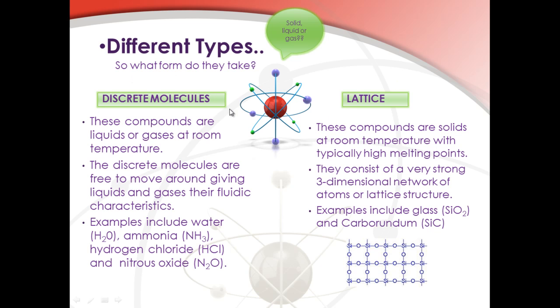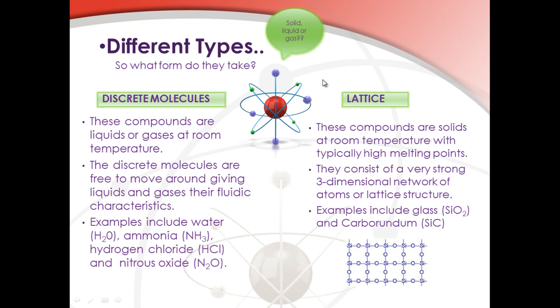The discrete molecular type covalent compounds tend to be liquids and gases at room temperature, and of course, because the molecules are free to move around, this gives these types of compounds a fluid nature. That is, they can be poured, they can disperse, they can diffuse as the molecules spread out. Examples include water, ammonia, which is a gas, hydrogen chloride, another gas, and nitrous oxide, the common name for it. Its IUPAC name is dinitrogen monoxide.